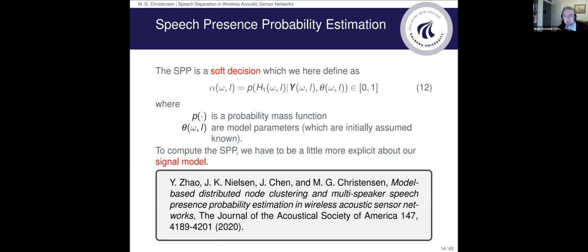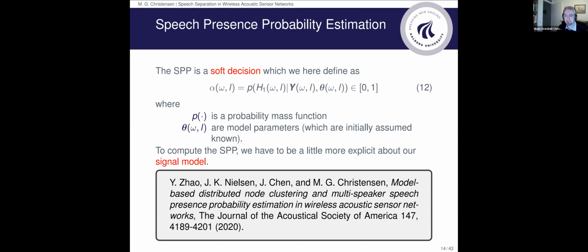But SPP here is actually a soft decision, where this alpha is, in fact, the posterior probability of the hypothesis H1, for a particular frequency and in a particular segment, given the observations and model parameters. And so the question is, how do we compute this SPP? Because if we have that, we can sample the statistics at the right time and the right places in the spectrum where we know there's actually noise with a high probability. This work, I should say, by the way, was published a few years ago in JASA, in case you're interested in the details.